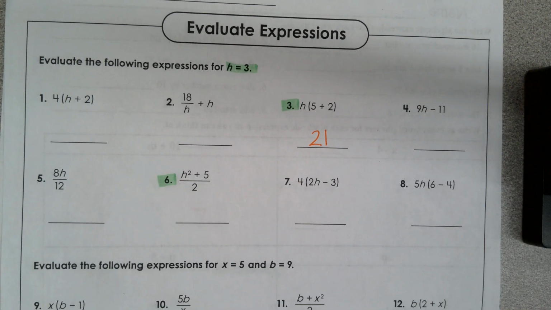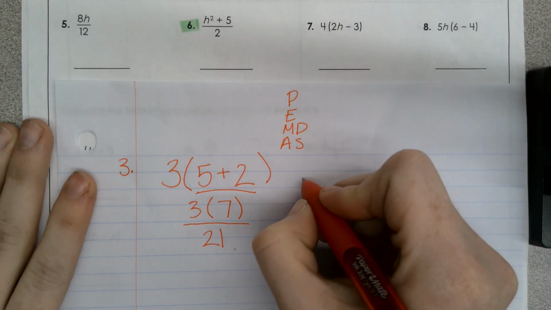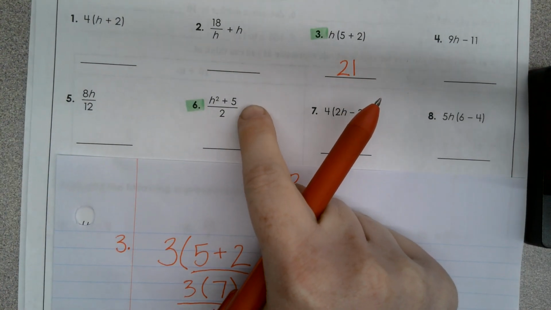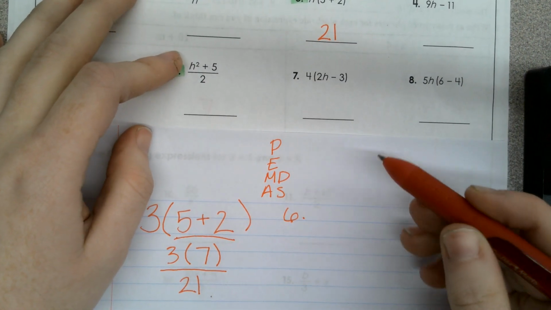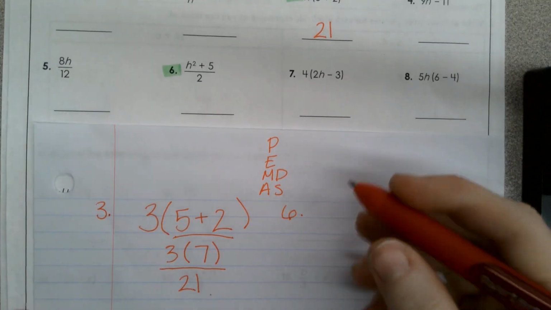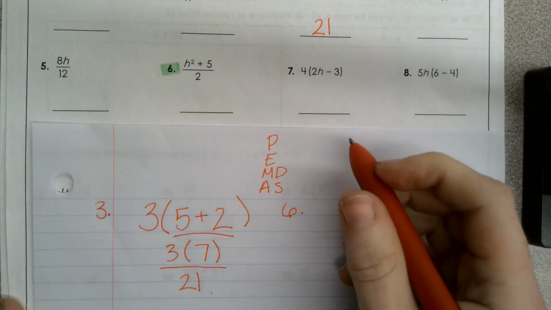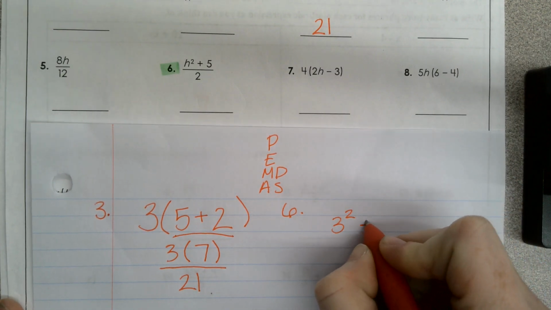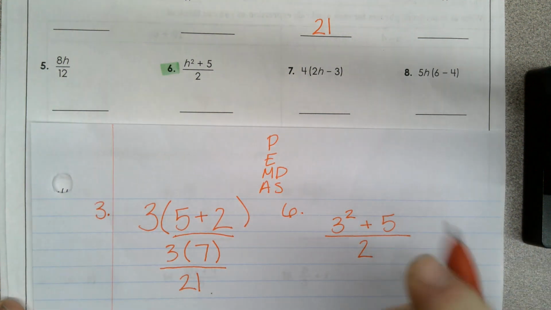Okay? All right, and then number 6, it gets a little trickier. I'm going to do the same thing, then I'm going to write it out, rewrite the problem. And this one, because we have a fraction symbol in the middle, we're actually going to need room whenever we're showing our work to write above the problem as well as below. So make sure you've got room above this problem. I'm going to replace the h with a 3. So I've got 3 squared plus 5. And then I have 2 in my denominator.